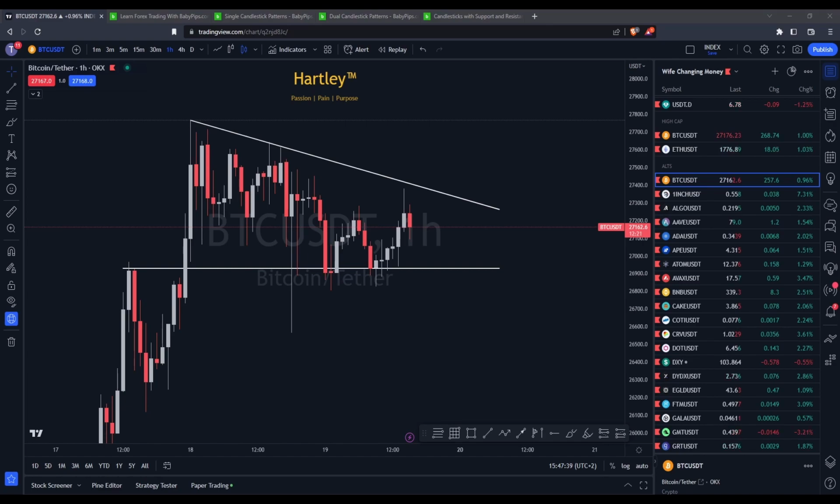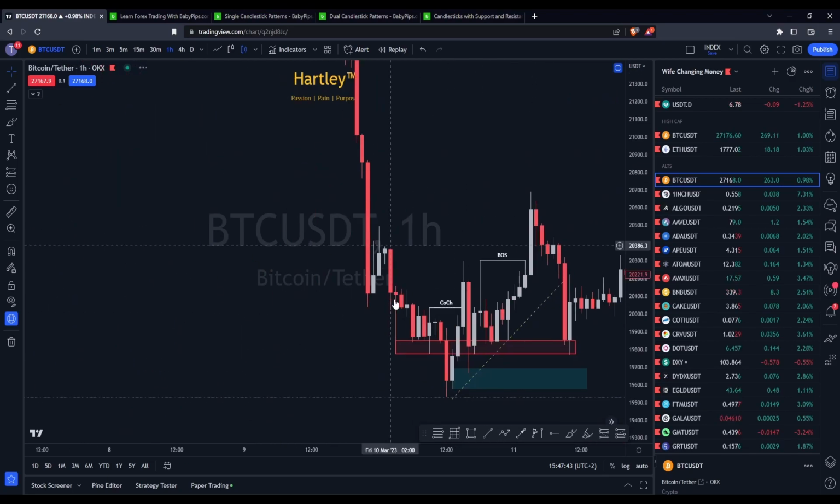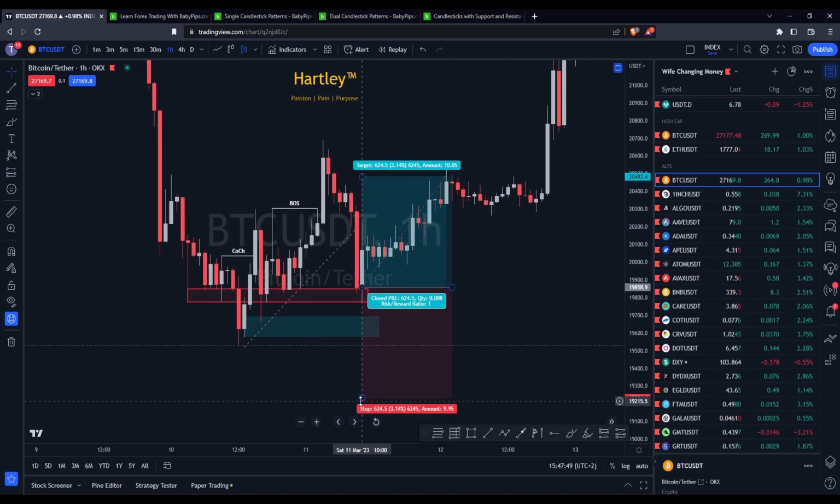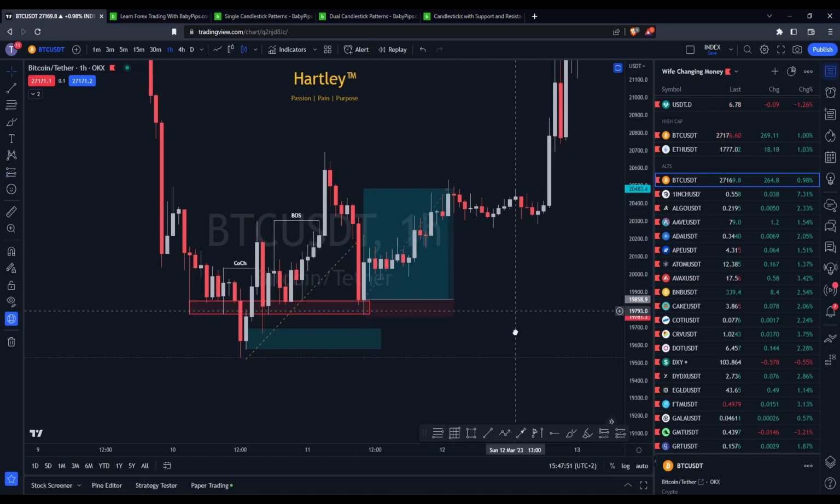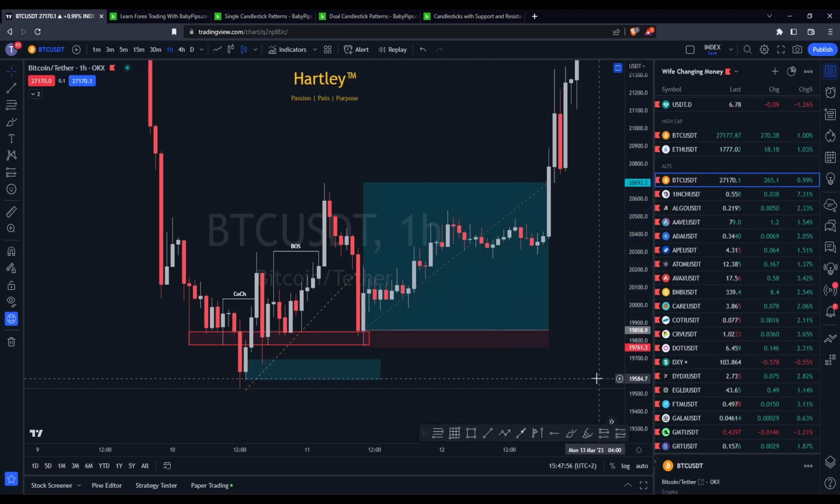You entered at the second touch. I entered at the red line. I entered the red line for this example here. So I didn't enter the first touch. I entered this one over here. Stop loss below the wick. Like that.